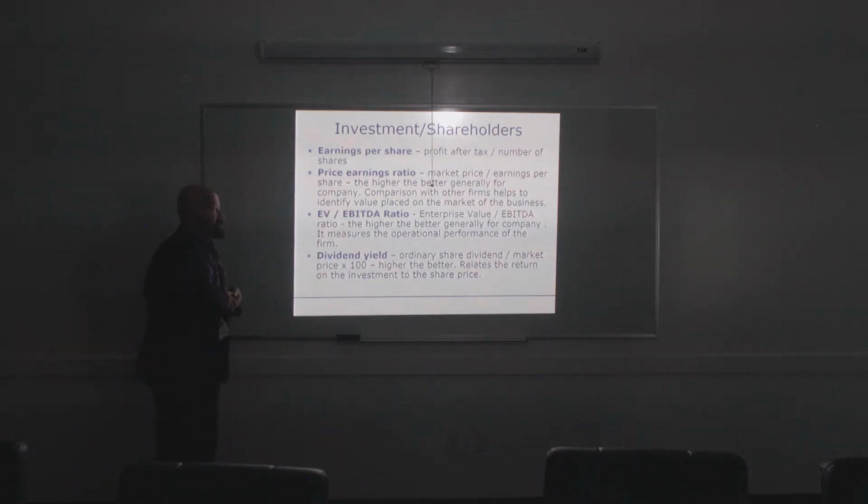And then dividend yield, ordinary share dividend divided by market price times 100. Higher the better. Relates the return on the investment to the share price. Okay? If I'm going to pay $2,000 a share for Amazon, I definitely want to get a fantastic dividend yield. That dividend yield is going to be determined on how well they're doing. Now, right now Amazon's doing very well, so the stock sells.